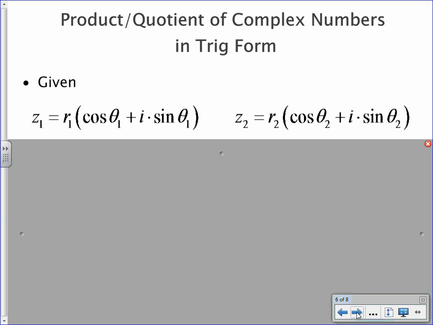First of all, I want you to write this down. I'm giving you two general complex numbers. Do you notice how the R is written outside with the parentheses? If you want to write it as R cosine theta plus i times R sine theta, you can, but all they've done here is just written it so it's factored out. If you don't like that, write it distributed in.